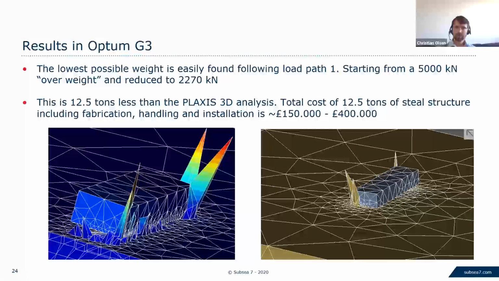Just to give you also a picture of what that actually means in money. So 12.5 tons finished, fabricated, being handled. It needs to be placed on the beach and then welded on, dragged out to the field. So total installation cost, all included, the price is of course a bit dependent on welding and so on, but roughly speaking, it's somewhere between 150,000 and 400,000 pounds. That's the cost difference for these 12.5 tons. So that's a lot of money for this particular case.